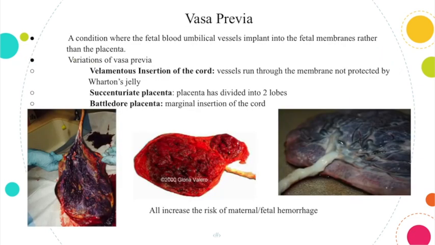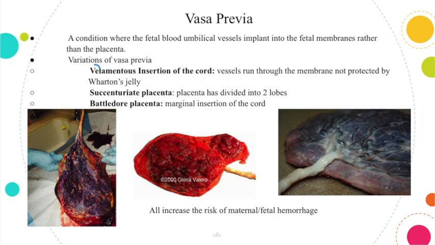Now let's talk about vasa previa. So what is vasa previa? Just like it says here, a vasa previa happens when fetal umbilical blood vessels implant into the membranes instead of the placenta. Now I want you to think back on week 1. We talked about, in the home lecture, I believe, the Wharton's jelly and the umbilical cord, and that's where those vessels are supposed to be. Here, this doesn't happen. They go into the membranes.